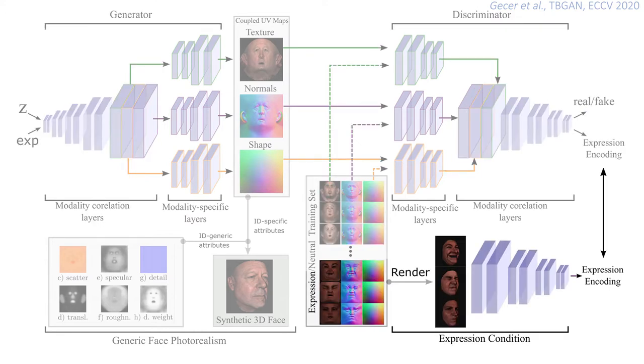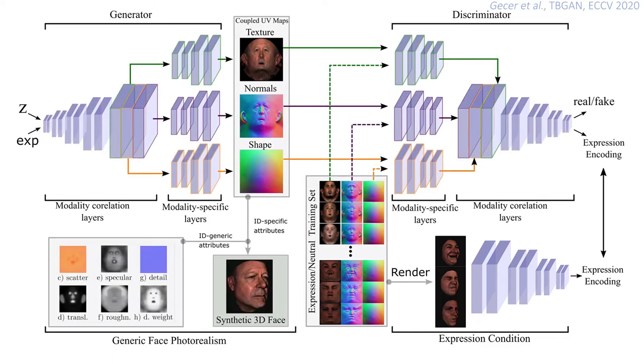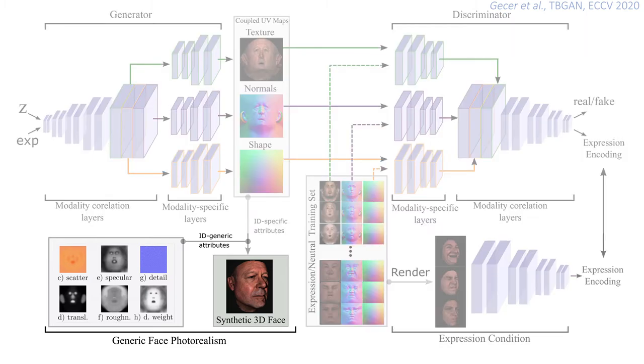Further, we condition the generation on expression encoding to synthesize faces with various facial expressions. Finally, the generator network learns to generate photorealistic faces with coupled texture, shape, normals, and controlled expression. For the renderings to appear more photorealistic, we enhance the generated 3D face with some generic reflectance properties such as scattering, translucency, specular albedo, roughness, detail normal map, etc.